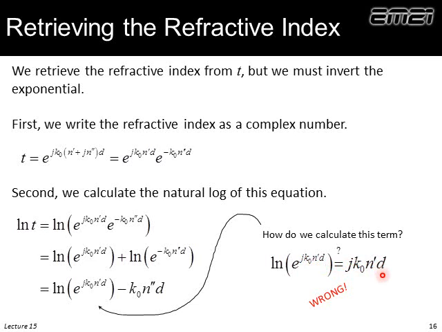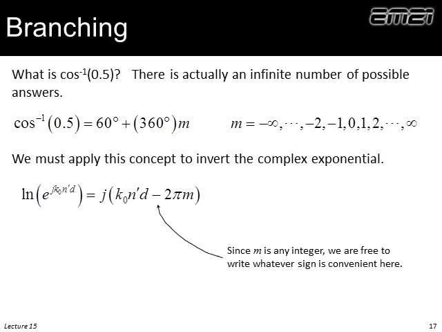It turns out that is not correct. And if it were, this would be really simple. But unfortunately, that's not correct, and this becomes much more complicated. This is branching. Let's think about a cosine. What is the inverse cosine of 0.5? The quick answer is 60 degrees. Well, I would argue that's not correct. In fact, there's an infinite number of possible answers.